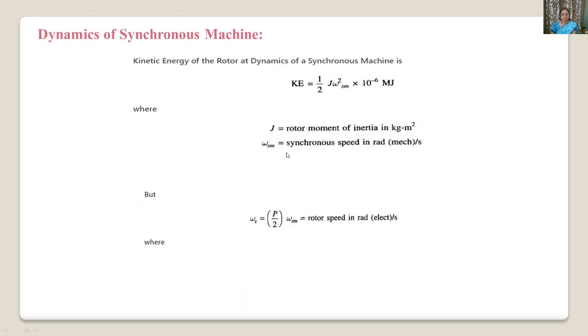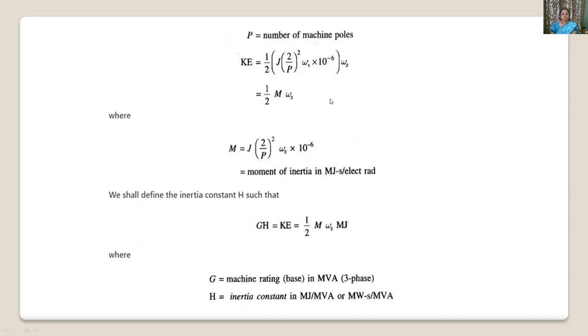For this omega sm square, we first put one omega s in the bracket and one omega s outside the bracket. So the complete term inside the bracket is M. It is J into 2 by p bracket square into omega s into 10 raised to the power minus 6, and this is M. M is moment of inertia. So kinetic energy is equal to 1 half M omega s, where M is moment of inertia in megajoule second per electrical radian. It is J into 2 by p bracket square into omega s into 10 raised to power minus 6.